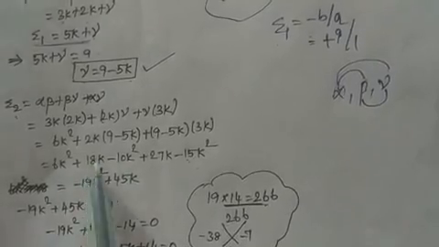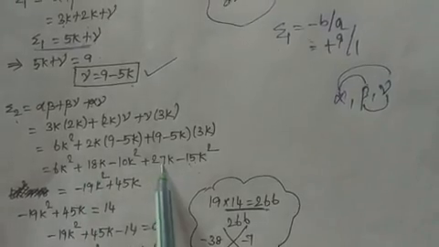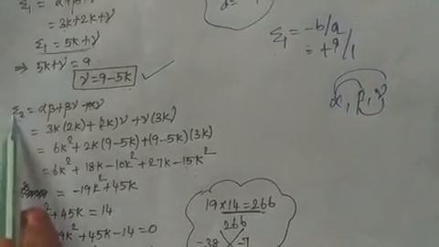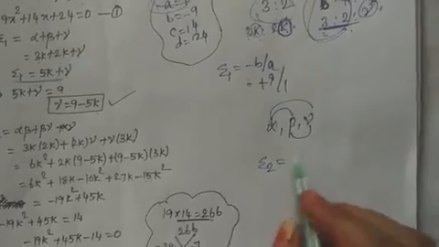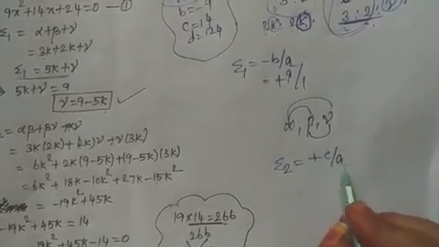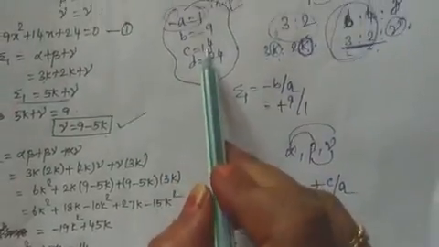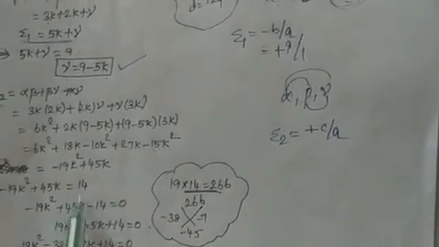We have two terms with the same sign. So 18 and 27, if we add, we get 45. So sigma 2 is ready. We know what sigma 2 is: it is nothing but the second one, so it will be a positive sign, C by A. What is C here? 14. What is A? 1. So I'm going to equate this to 14. So sigma 2 is equal to 14.